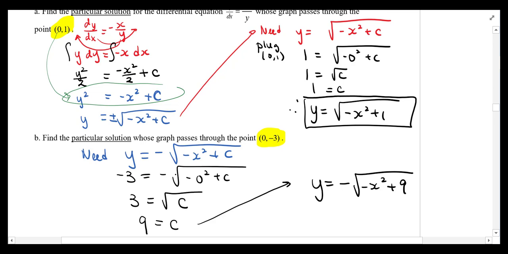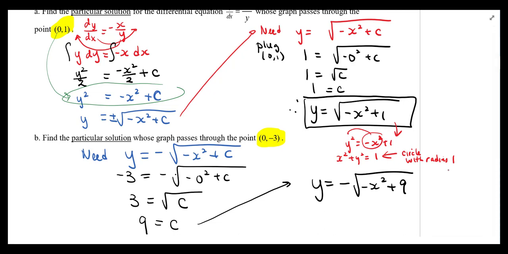And by the way, these are graphs of semicircles. How do I know? Well, remember if I were to take this one here and if I were to square both sides, I get y squared equals negative x squared plus 1. From your pre-calculus 12 days, if I move this over, x squared plus y squared equals 1. Hello, equation of a circle with radius 1. But of course, I have the square root and I'm only taking one portion. So hello, semicircle.